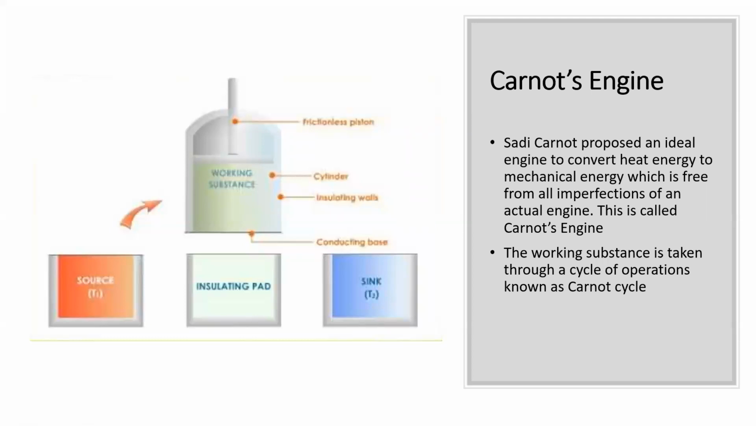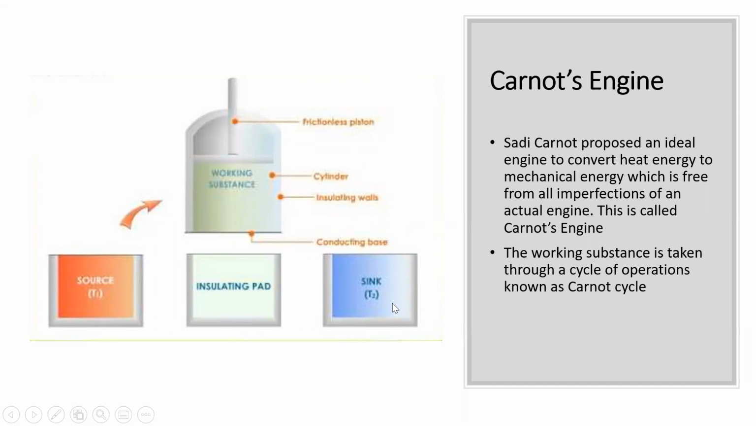We saw that the Carnot engine is an ideal heat engine, which means it has the maximum possible efficiency. It consists of a cylinder filled with an ideal gas, and the surrounding part of the cylinder is insulated. It has a conducting base and a frictionless piston. We can move this piston up and down, and there is a source of heat at high temperature T1, an insulating pad, and a sink.